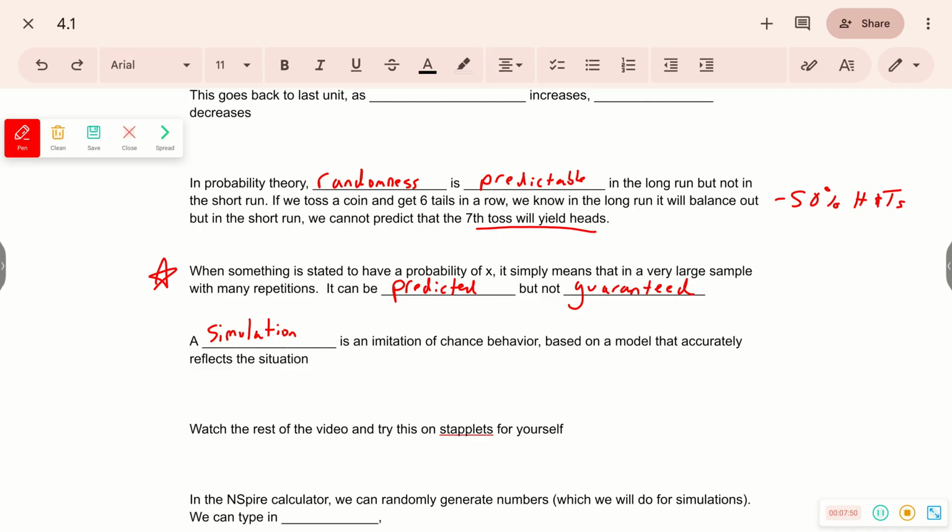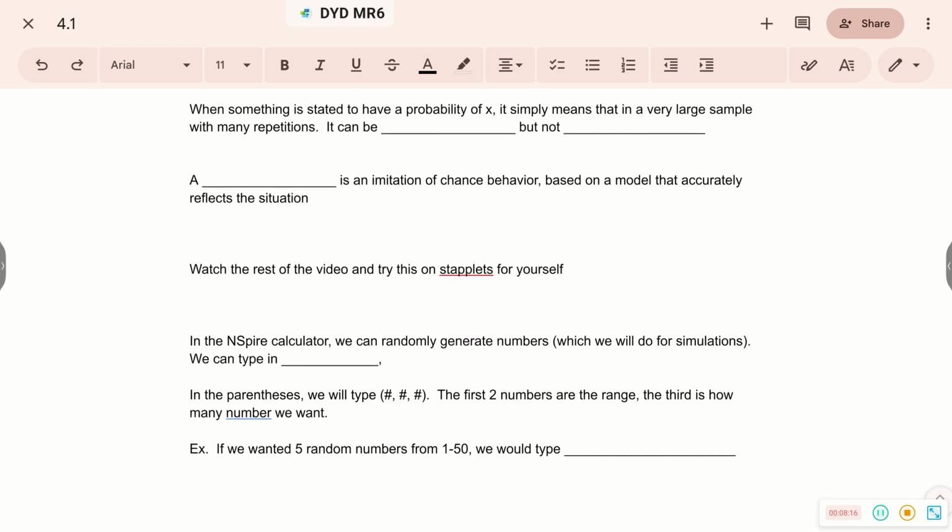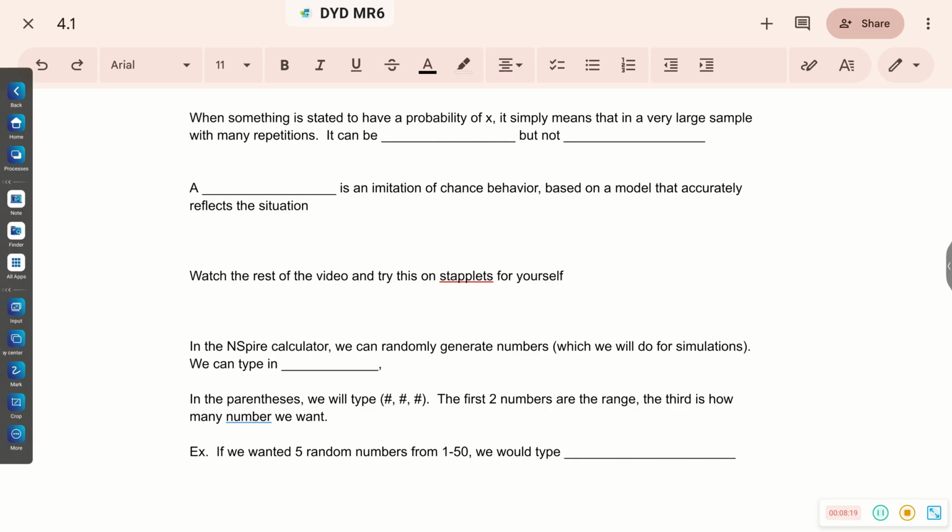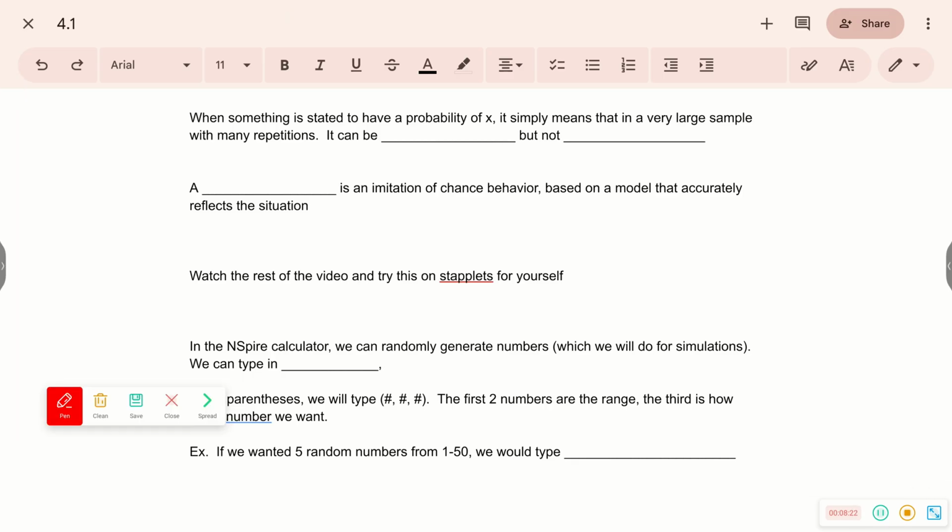In the previous unit, we used a random number generator. We could also do this on the yellow Inspire calculators, which we'll do for some simulations. Again, Statplets is good for some simulations too. You just have to make sure you know what's what, and this is something that we'll take care of when we come back on Monday, or Tuesday, I should say. So in the Inspire calculator, we can randomly generate numbers, which we can do in simulations as well. Not necessary, because Statplets can also handle that. This is just another way to do it.